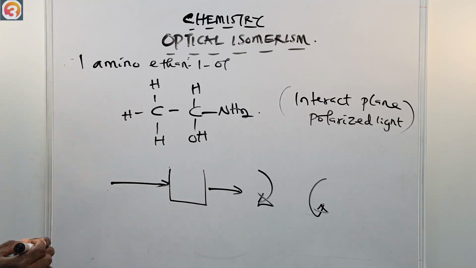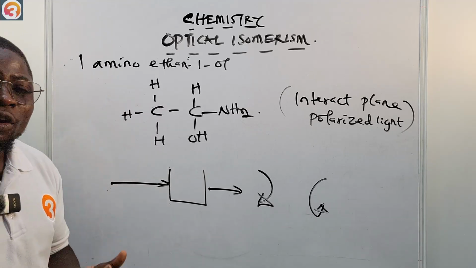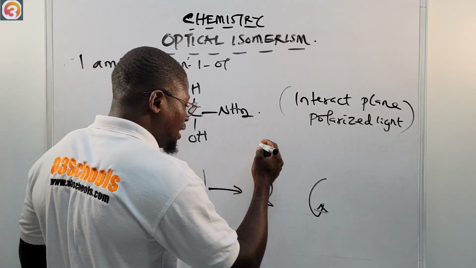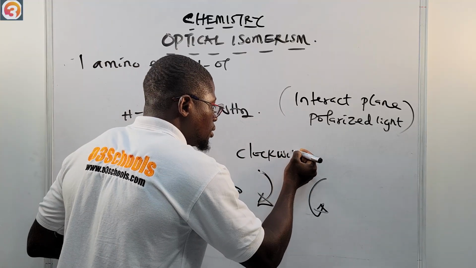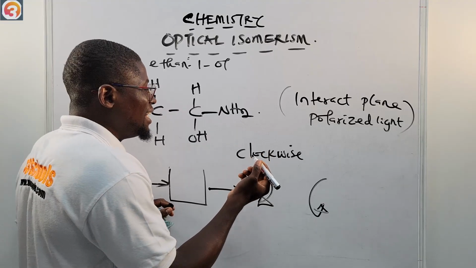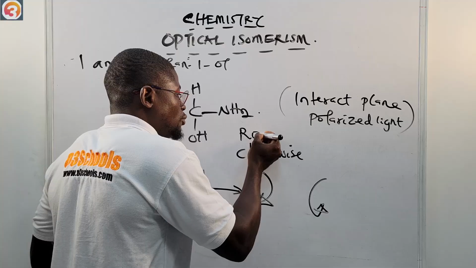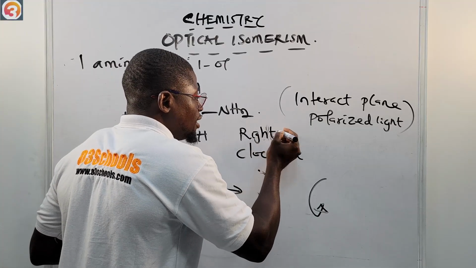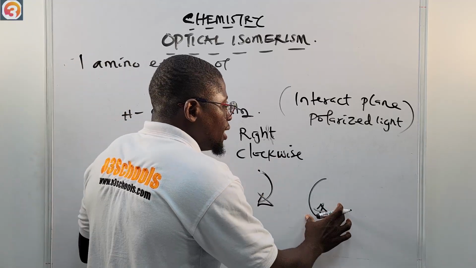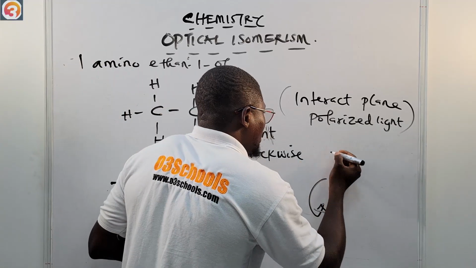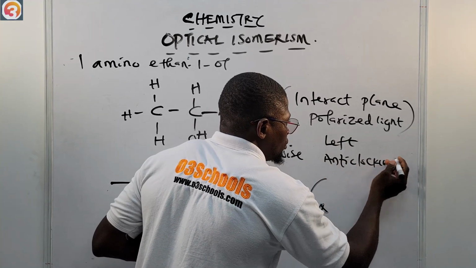This is the effect: the enantiomers interact with plane polarized light differently. One enantiomer rotates it in a clockwise direction, or a positive direction, to the right. The other rotates plane polarized light to the left, in an anti-clockwise direction.